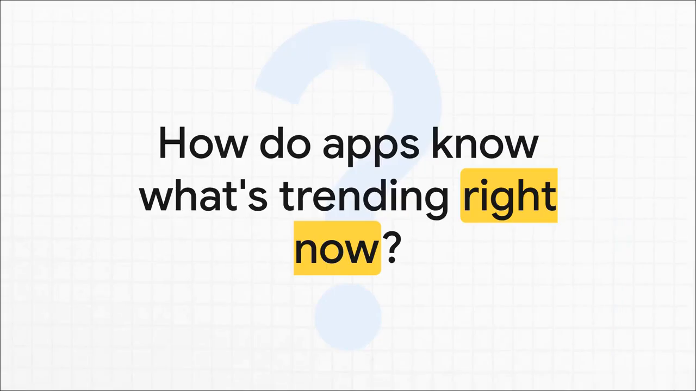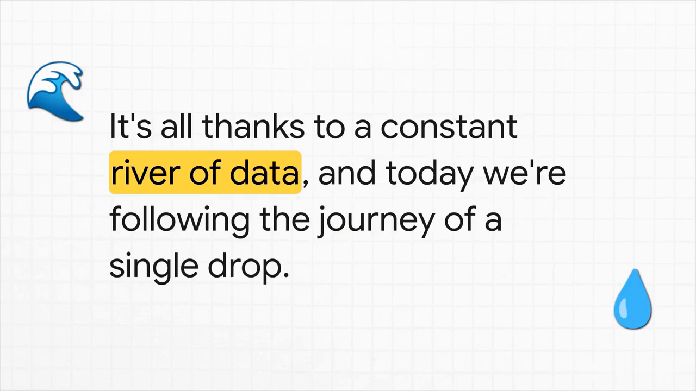You know that feeling, right? You open up a social media app, and boom, it's telling you what's blowing up at this very second. Or maybe you're on a sports app, and the scores are updating faster than you can blink. How in the world do they do that? How can they possibly keep track of what millions of people are doing all at once? Well, the secret is something called streaming data.